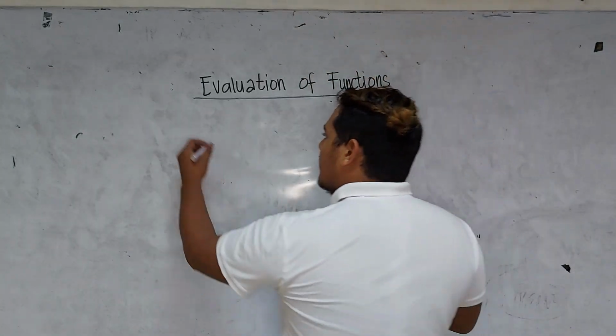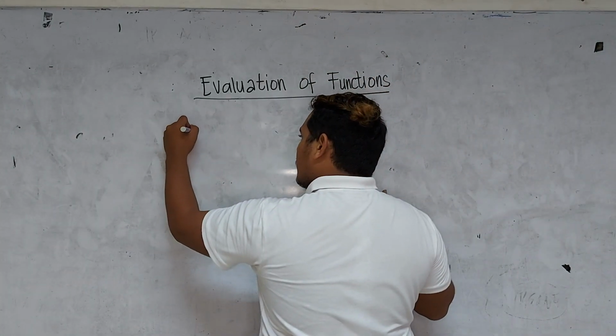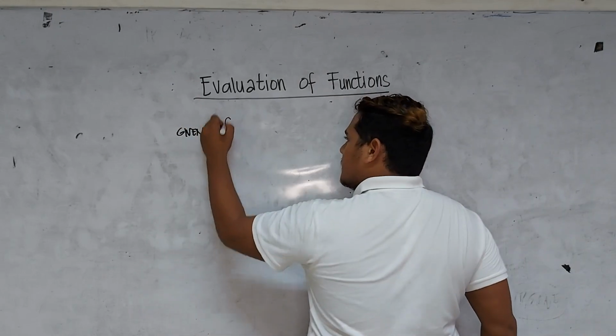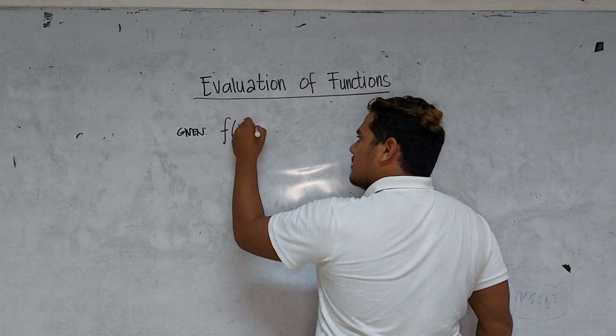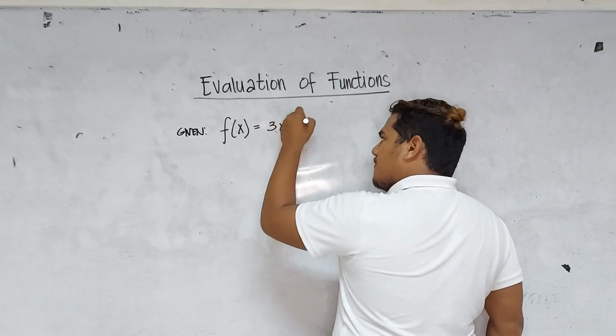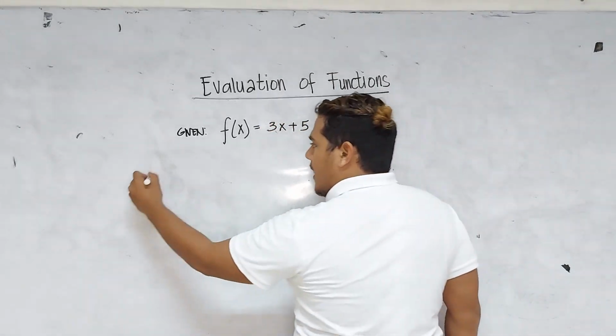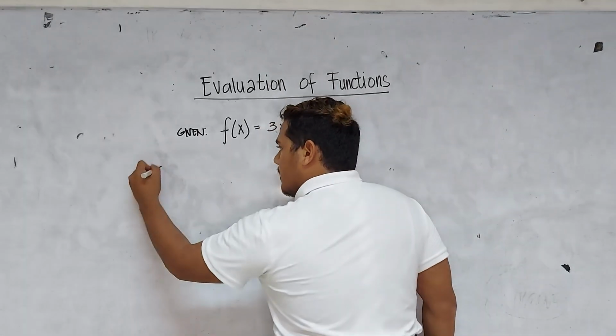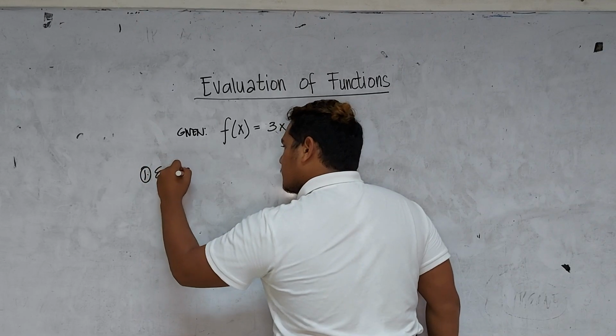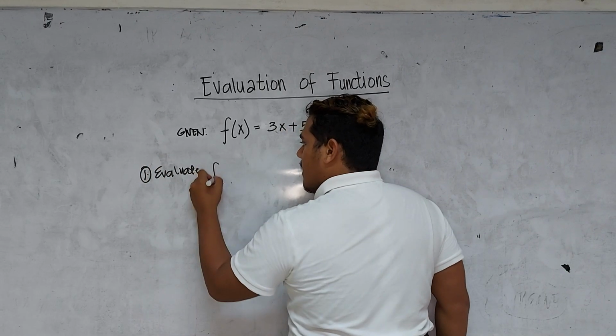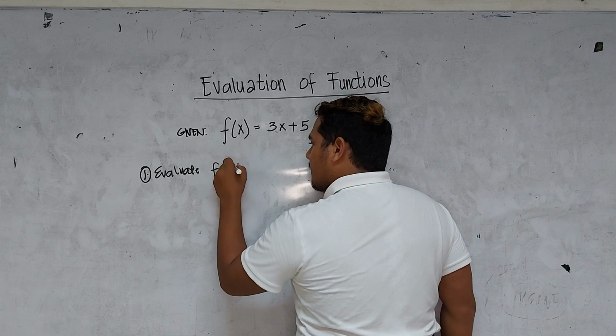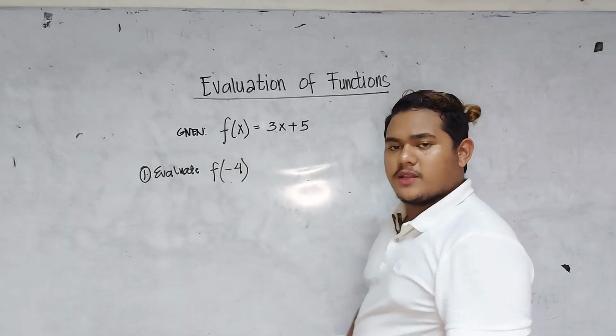Example, we have the given. Our given function is f of x equals 3x plus 5. Now, number 1, evaluate f of negative 4.